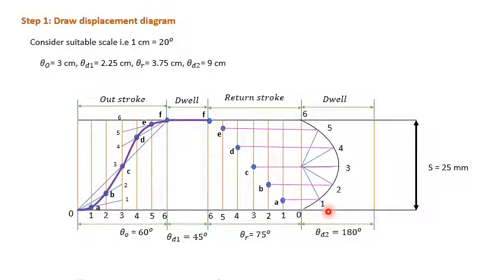Then next one is we have to draw the displacement profile. So draw a smooth curve and join all the cutting points. So this is return stroke. Next for dwell, simply draw a horizontal line. So this horizontal line represents the dwell period.